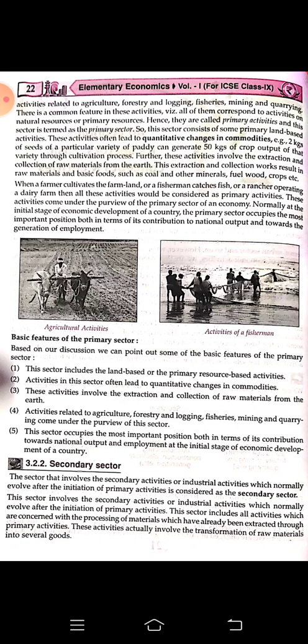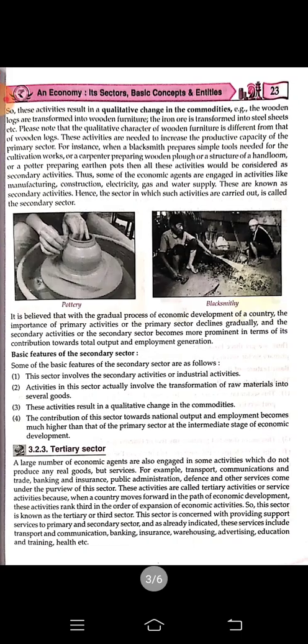So from this we can say the qualitative change of the commodity can be found. The quality is changing. Okay, so what are the basic features of this secondary sector? First of all, it is a secondary activity, or an industrial activity. Next, the transformation of the raw materials into several usable goods. And thirdly, the activities result in qualitative change. Primary was quantitative, this is qualitative. Number 4 is the contribution of the sector is high in national output, much higher than the primary sector.